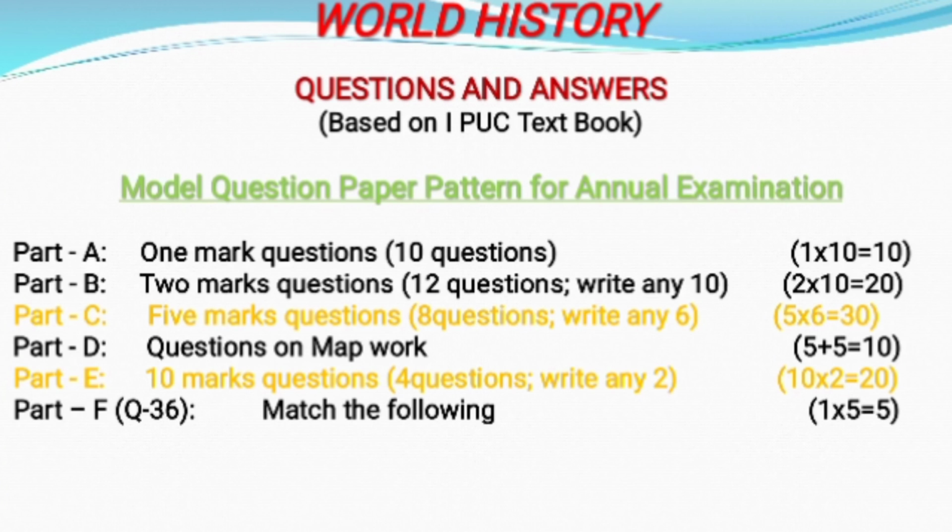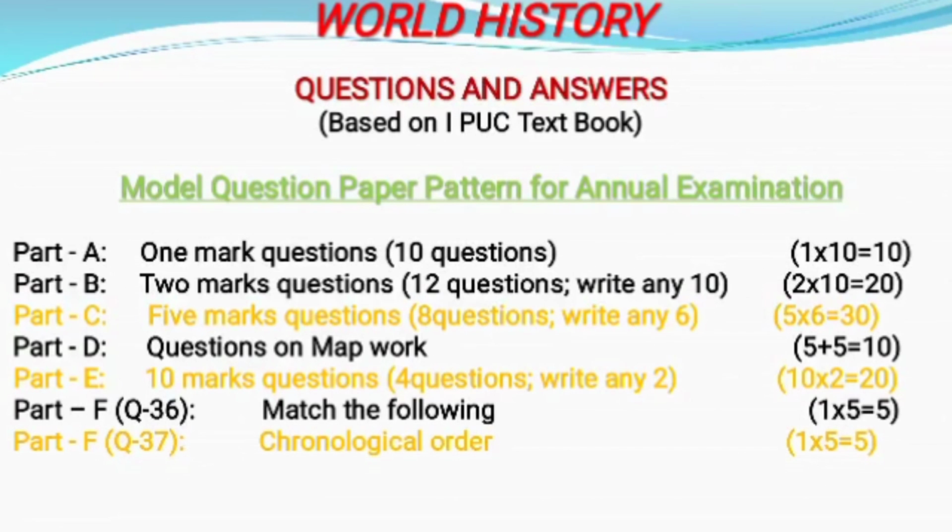Then Part F. Part F can be classified into 2 subparts: question number 36 and question number 37. Question number 36 deals with match the following. There are 5 topics in Group A and also 5 topics in Group B. You should match the right answers. You will get 5 marks. 1 into 5, 5 marks.